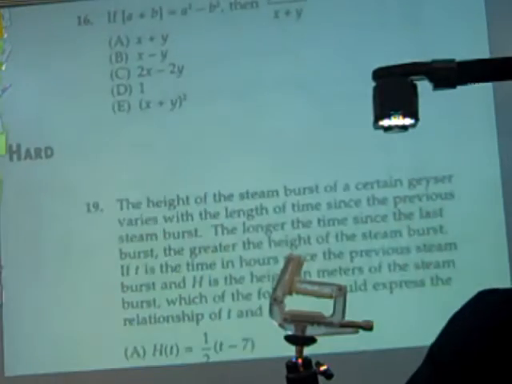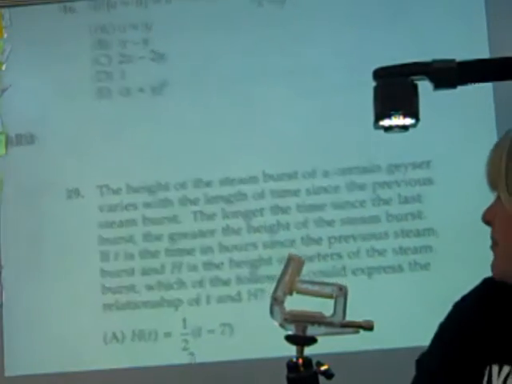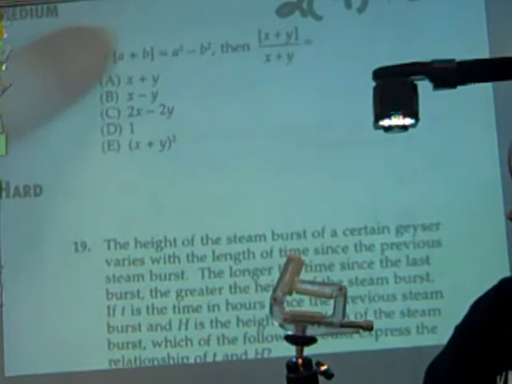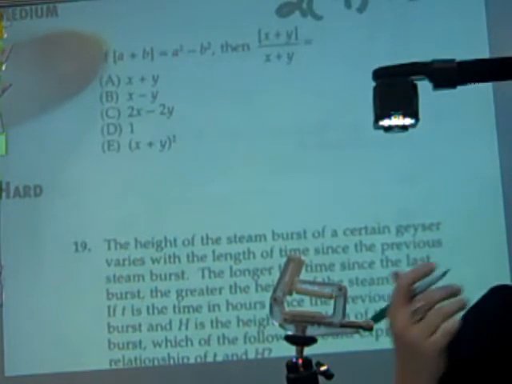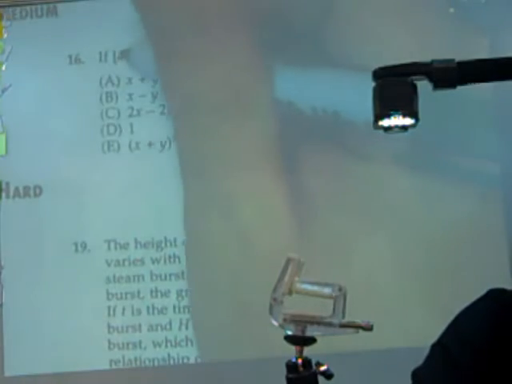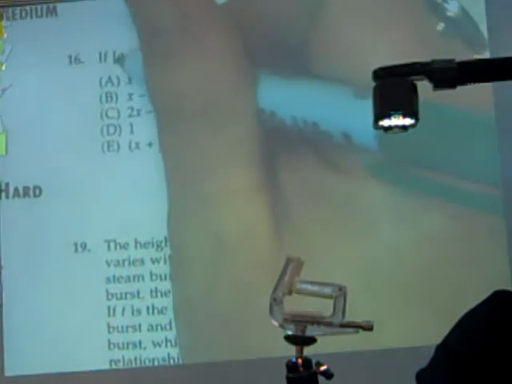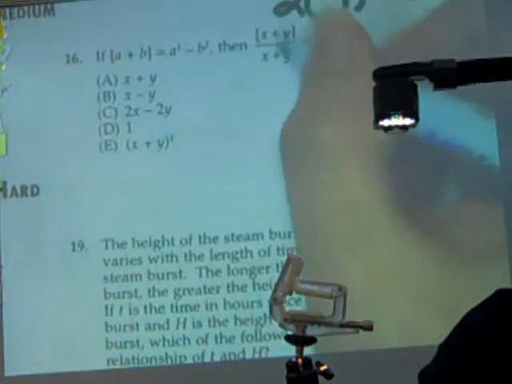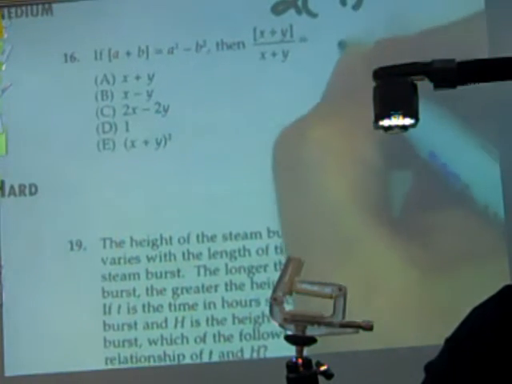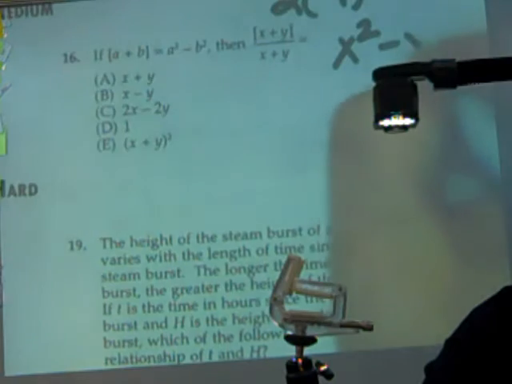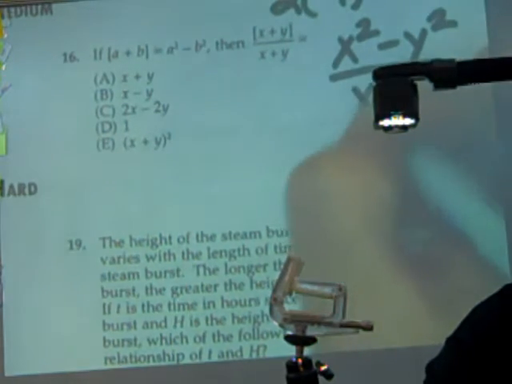Okay, this one is using one of those function problems where it's got these weird symbols. So you're going to have a plus b in brackets means a squared minus b squared. So if we see x plus y in brackets, that means x squared minus y squared.